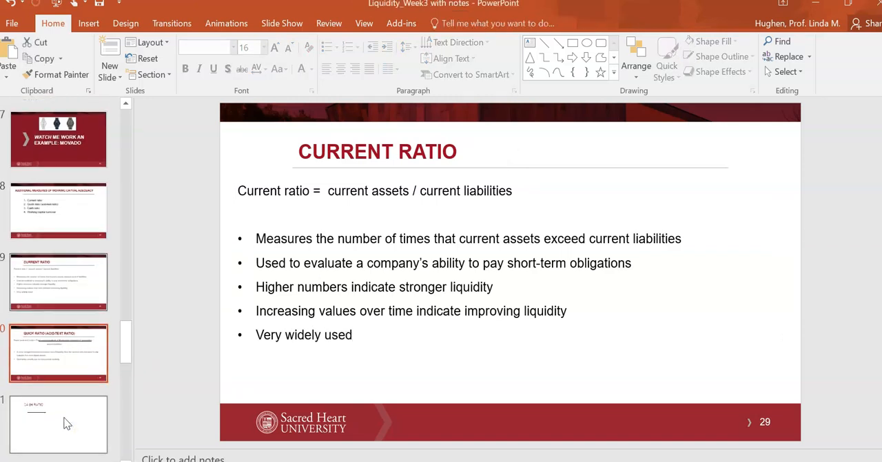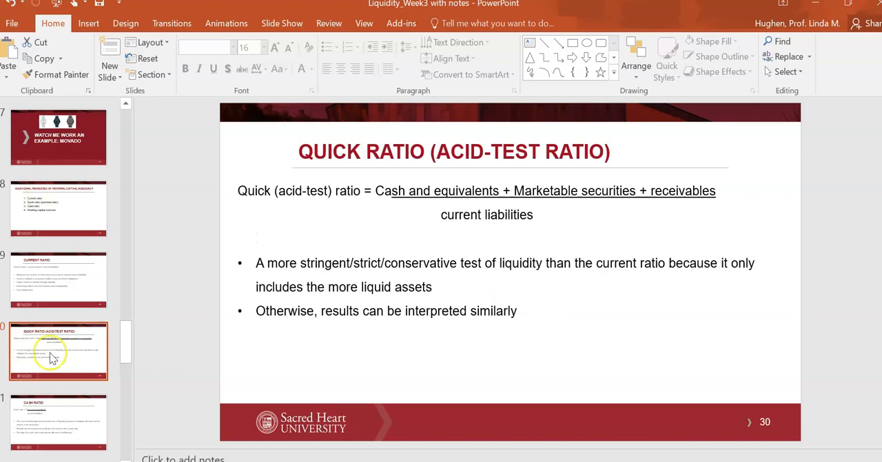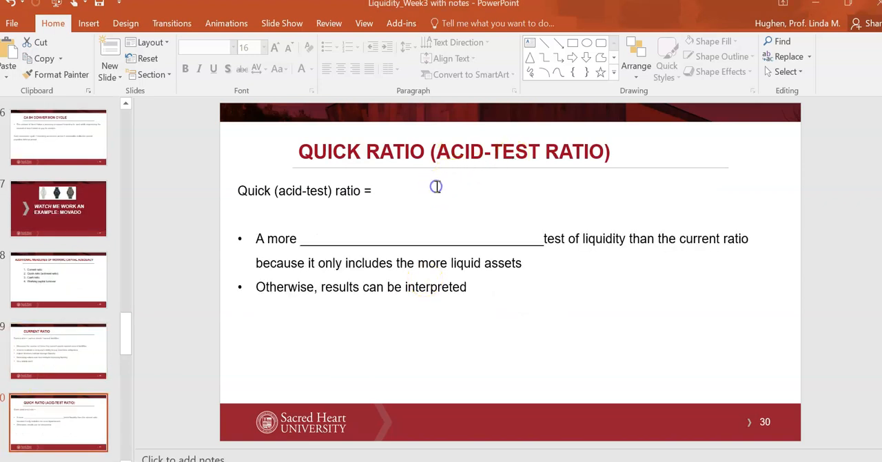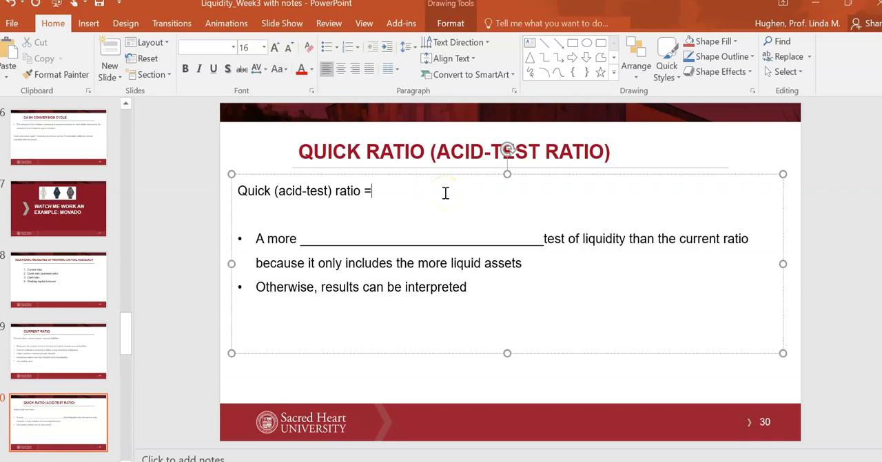Let's look at one derivative of the current ratio. Quick ratio, otherwise known as the acid test ratio, is equal to cash and equivalents. We're going to see cash and equivalents reported together on the balance sheet, plus marketable securities, which is another way of saying short-term investments, plus receivables.